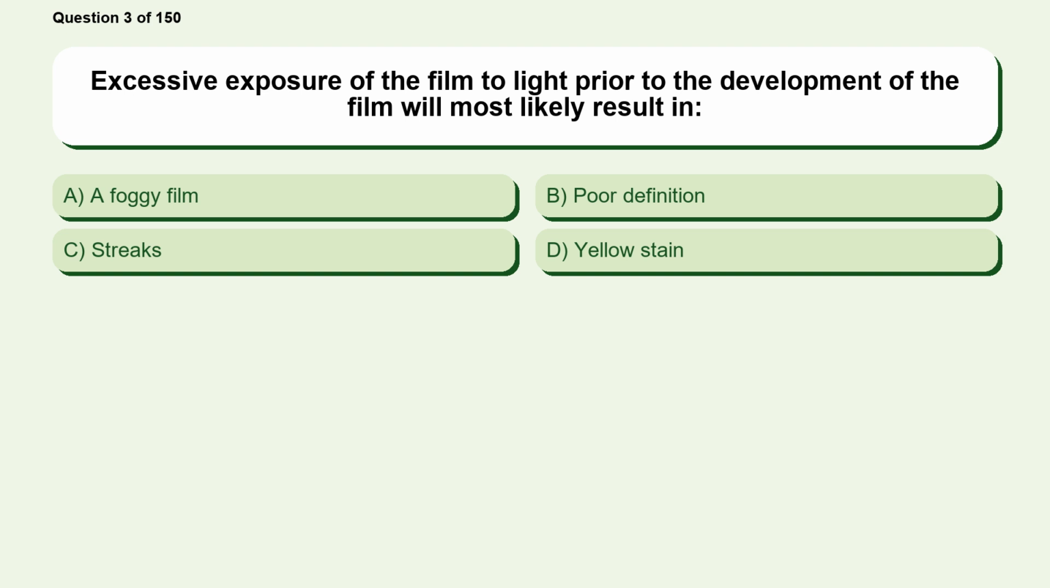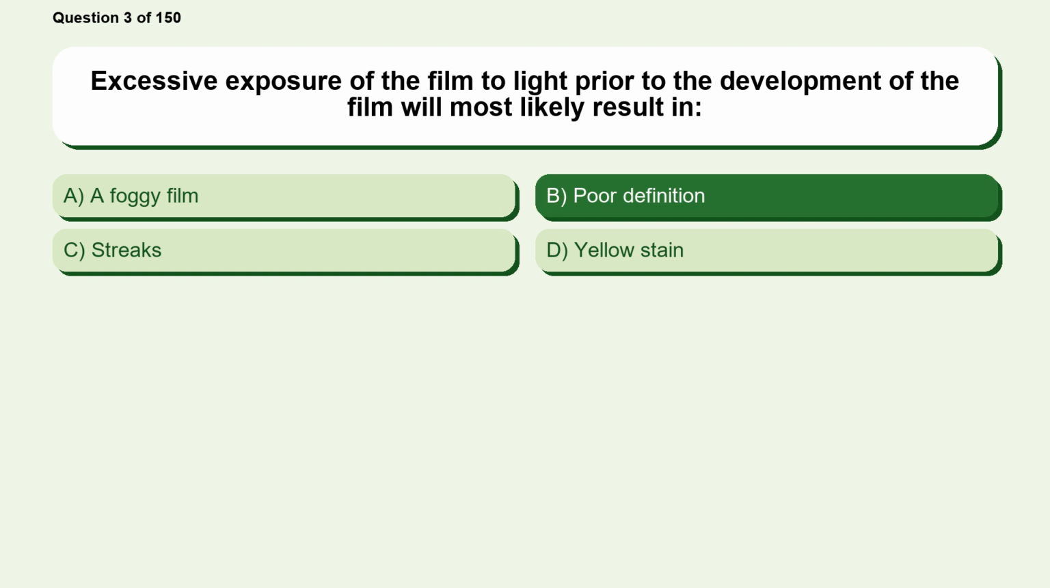Question 3. Excessive exposure of the film to light prior to the development of the film will most likely result in Option A. A foggy film. Option B. Poor definition. Option C. Streaks. Option D. Yellow stain. The correct answer is Option B.